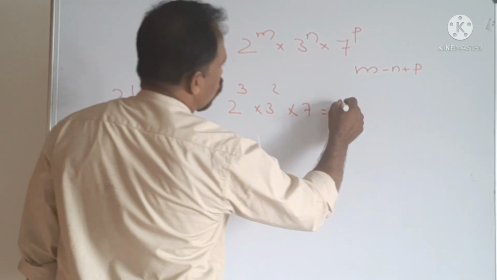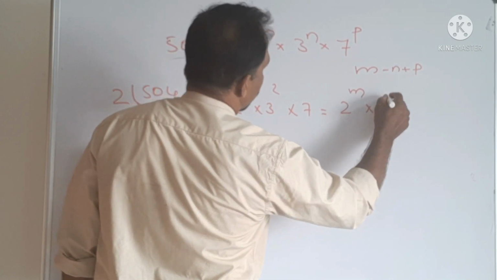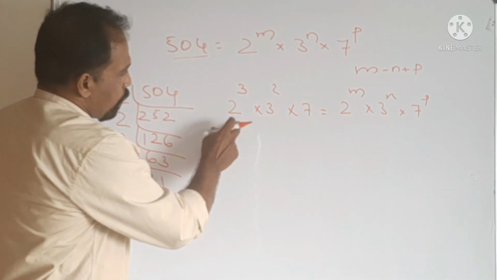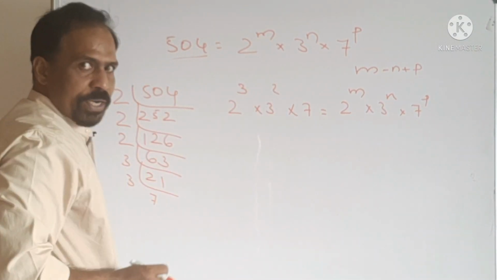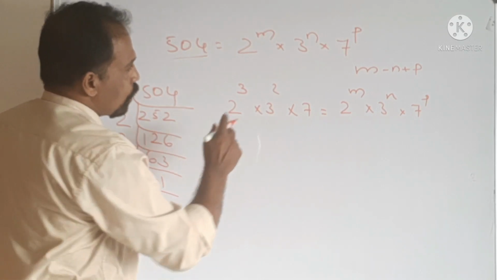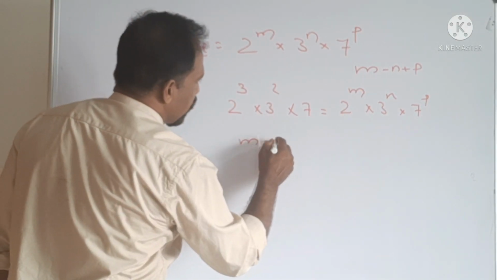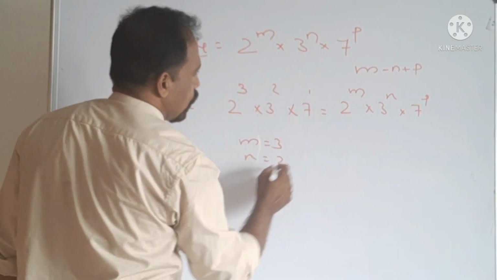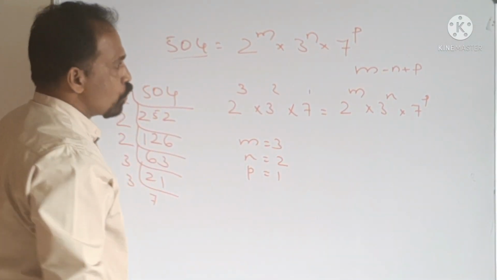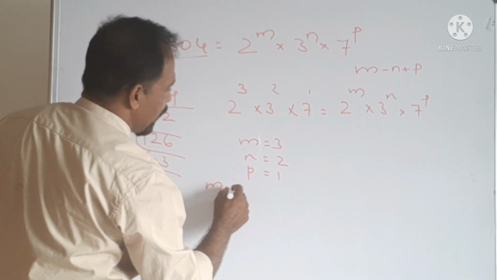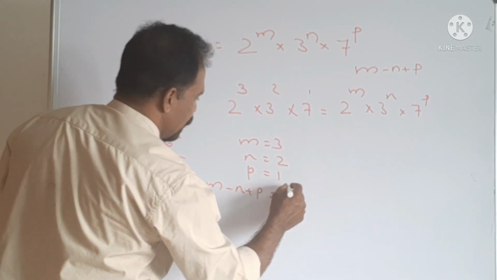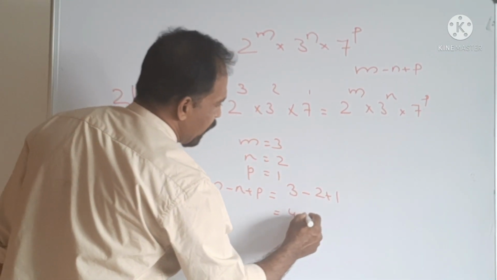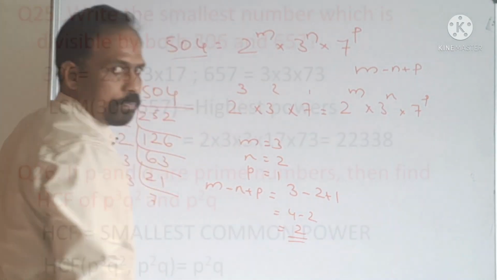So that is equal to 2 to the power m into 3 to the power n into 7 to the power p. Now you see the bases and the exponents. Now equate. So we get m is equal to 3, n is equal to 2 and p is equal to 1. So we have to find the value of m minus n plus p, that is 3 minus 2 plus 1. So it will be 4 minus 2, that is 2.